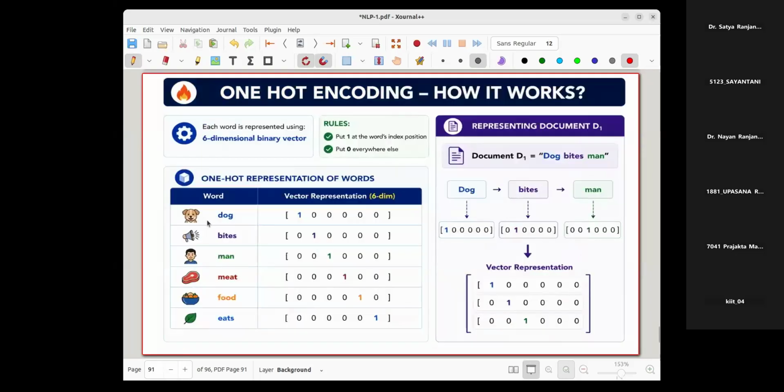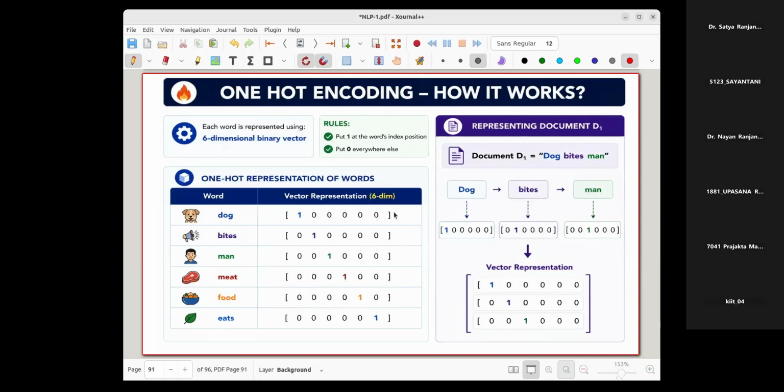So you see, dog ID is 1, so it is 1, and the rest all 5 positions are 0. Similarly, bites ID is 2, so the second position is 1, rest are 0. Man ID is 3, so the third position is 1, rest are 0. And similarly all of them. Okay, now every word is converted into numerical form.